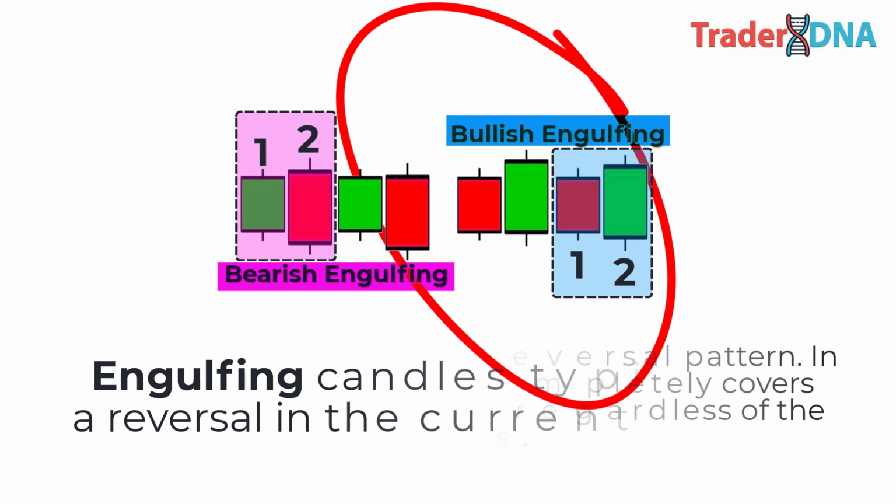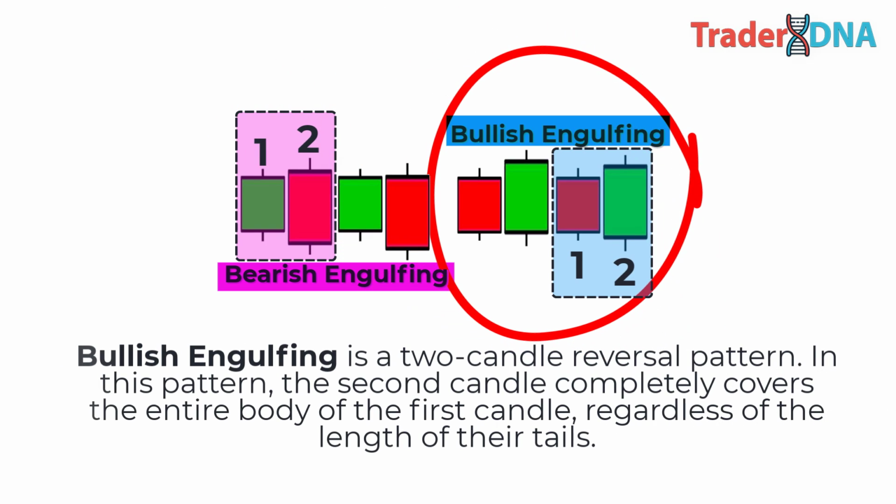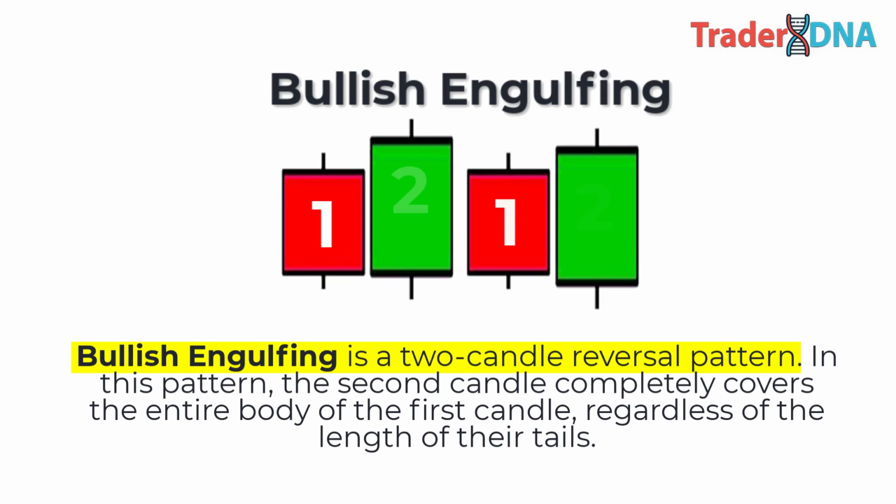First, bullish engulfing pattern. The bullish engulfing pattern is a 2-candle reversal pattern. In this pattern, the second candle completely covers the entire body of the first candle, regardless of the length of their tails. This pattern appears when the market is in a downtrend and consists of one red candle, followed by a larger blue candle. On the second day of the pattern, the price opens lower than the previous low, but strong buying pressure drives it higher, surpassing the previous high. This indicates a clear victory for the buyers.